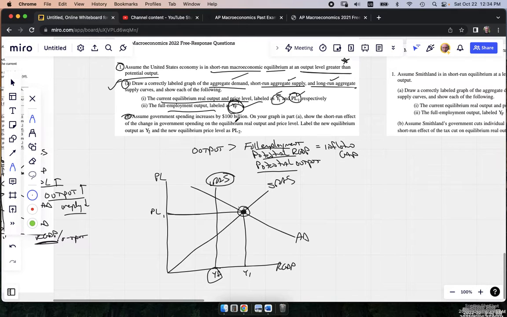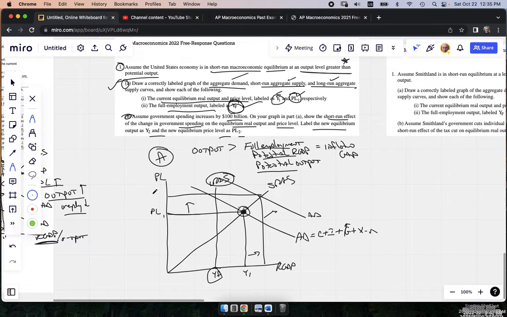Assume government spending increases by 100 billion on your graph in Part A. Show the short run effect of a change in government spending on equilibrium output and price level. Label it Y2, PL2. So again, we know our aggregate demand formula is C plus I plus G plus X minus M. Sometimes that can be different, but it's net exports. Government spending went up, so we know aggregate demand has to go up and shift to the right. That's going to give us a higher price level and output. We went further into an inflationary gap. So PL2, Y2.